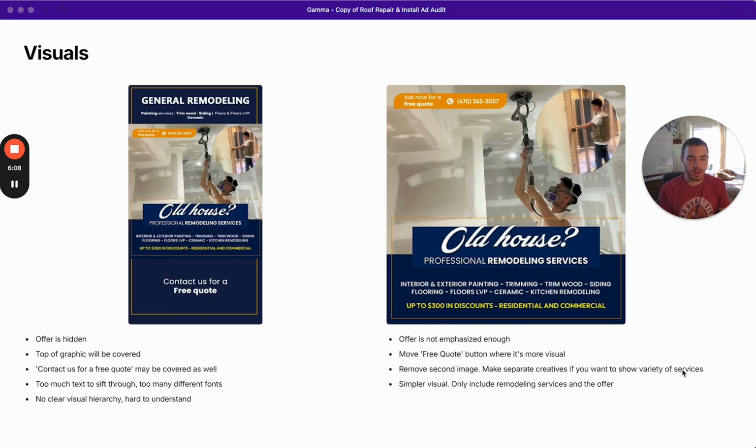If you want to use a second image, great. Make separate creatives if you want to show the variety of your services, because I do understand that may be a rebuttal: well, I want to show two different service types that I'm doing in this visual. But just run two different ads. Simple as that. Simpler visual, only include remodeling services in the offer.